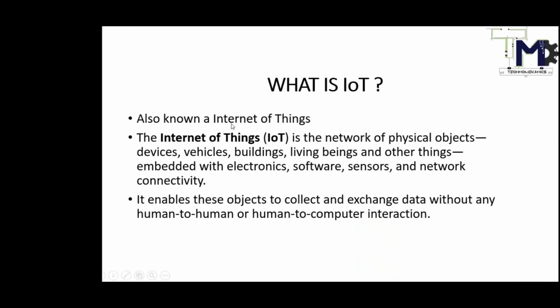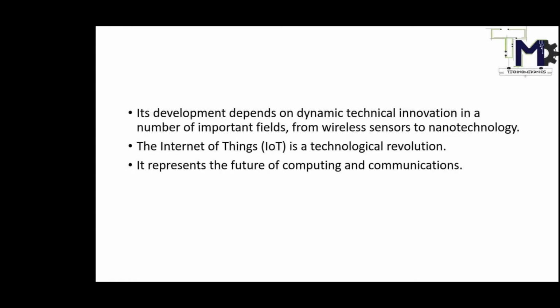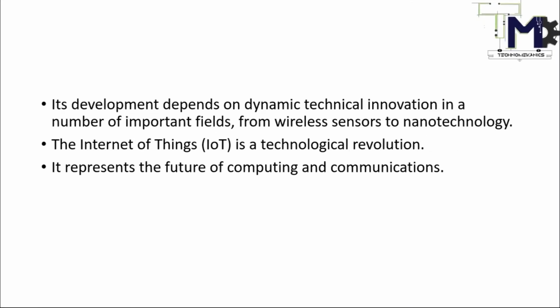So what is IoT? It is known as the Internet of Things. It is a network of physical objects such as devices, vehicles, buildings, anything. If we connect them with the internet, then that is what is called IoT. It enables the objects to collect and exchange data without human-to-human or human-to-machine intervention. It has developed over time, as we have seen, from wireless sensors to nanotechnology. Now we are working on how to scale IoT into a wider area. Now we are talking about LoRaWAN and all these things.